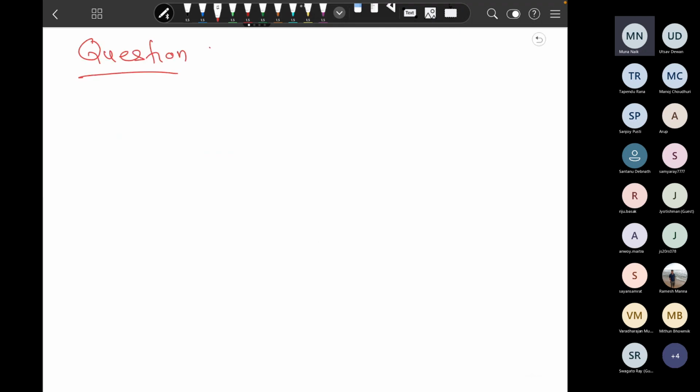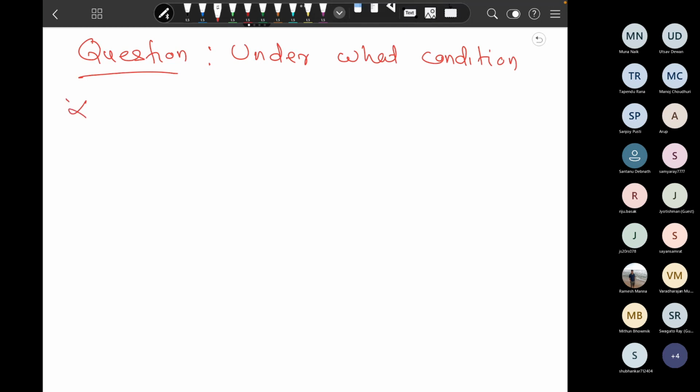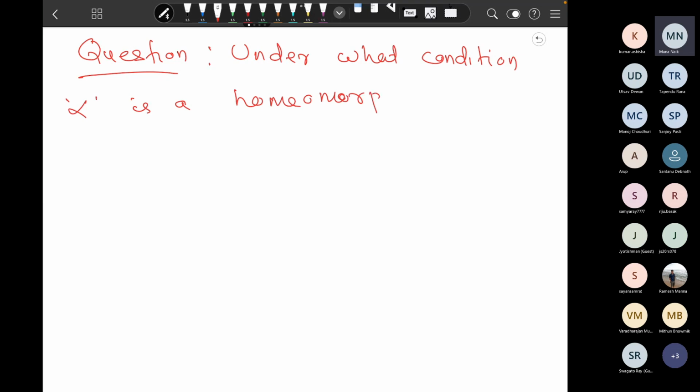Question: under what condition is alpha a homeomorphism? Usually people give a condition on G. So we need some condition on G or X so that alpha is a homeomorphism. Usually people give conditions on G rather than on X. This is simply because G has more structure than X. G is a topological group, while X is simply a topological space.